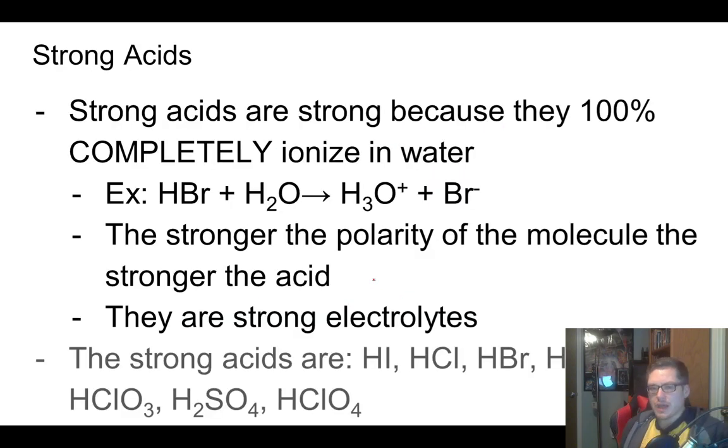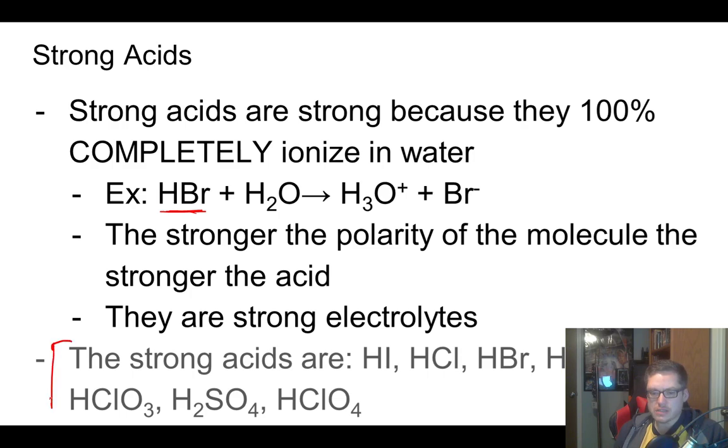Now, strong acids are acids that completely ionize in water. Okay, so these guys completely go to their ions. So you got HBr is a strong acid. All of it is going to get turned into Br minus, and then the H plus that bonded to the water. All right, and this is because the polarity of the molecule is stronger. All right, the stronger the polarity of the molecule, the stronger the acid. And really, this bromine is going to be jacking the electrons from this hydrogen. All right, so we define these guys as strong electrolytes.